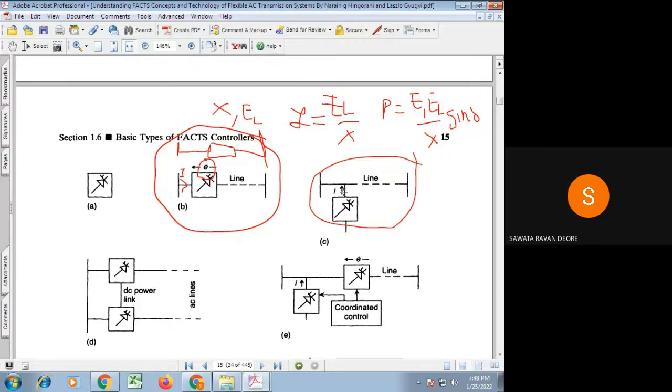Oh, sorry. Now, am I audible? Yes, sir. So in the series controller, what we do is inject a voltage in series with the line such that by means of it, either we modify the series impedance of the transmission line, or we modify the voltage drop across the transmission line, or we regulate the current flowing through the line, or we regulate the power flow through the transmission line.